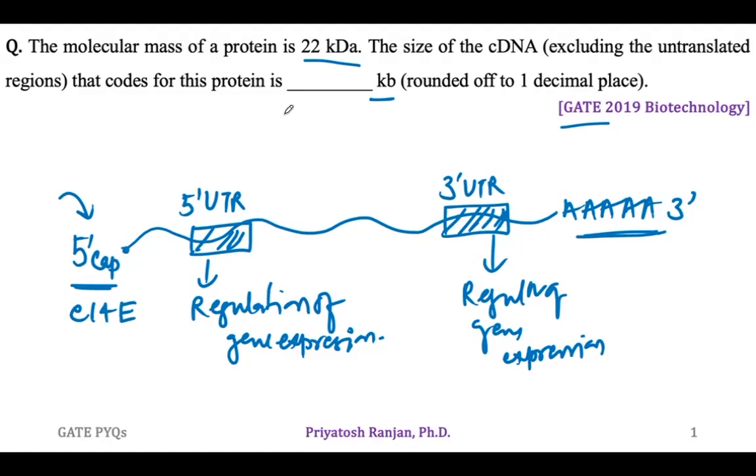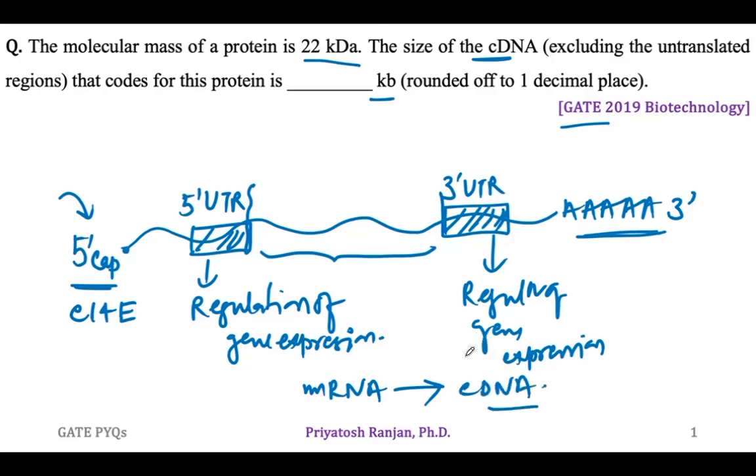Now, what has been asked, we need to calculate the size of the cDNA. So, what we need to do, we don't need to consider the 5' UTR and the 3' UTR, and we only need to calculate the region of the mRNA which is the open reading frame and codes for the protein. As we all know, cDNA is formed from the mRNA, and this is done by the activity of the reverse transcriptase enzyme. So, keeping all this info in mind, we need to calculate the length of this region.